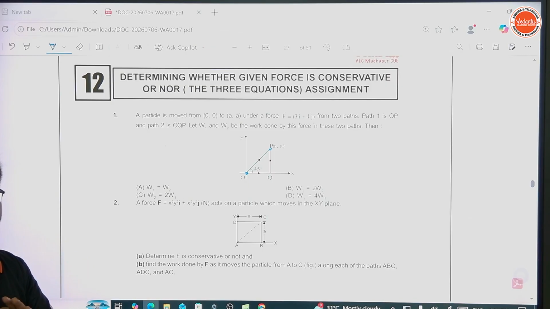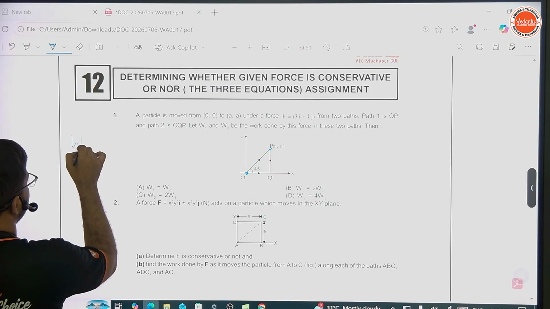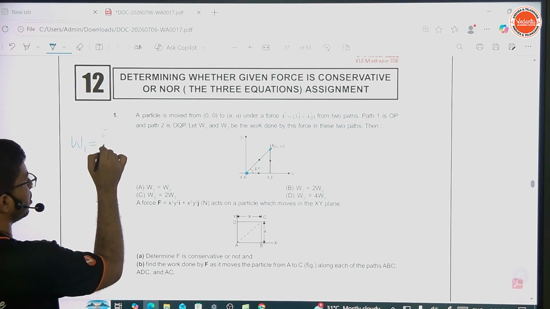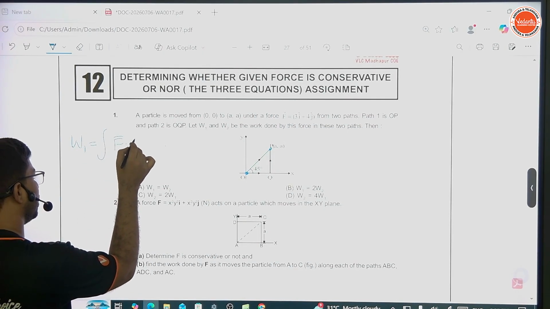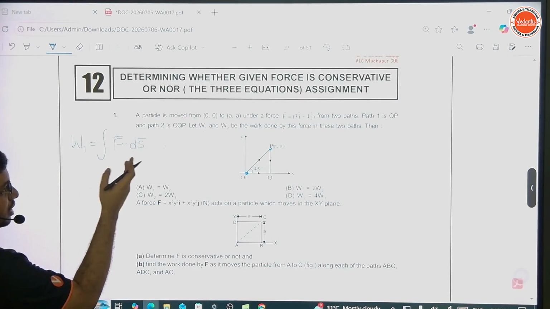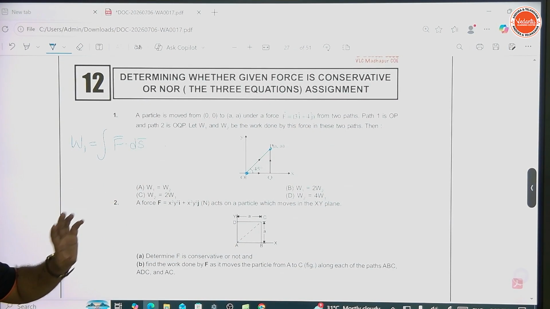Let us try to do the mathematical calculation for W1 and W2, right? How do you calculate W1? Yes, that is the integral of f bar dot ds bar. The point here is that f bar is directly given in the question, no worries. But how do you get ds bar here?